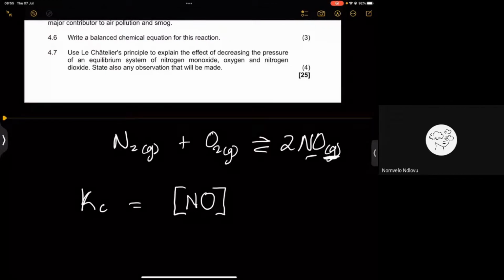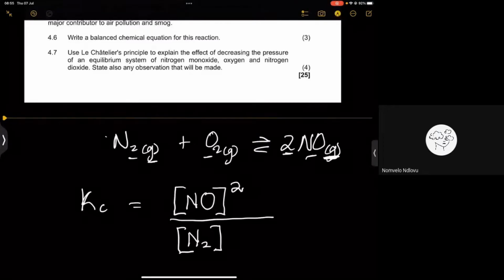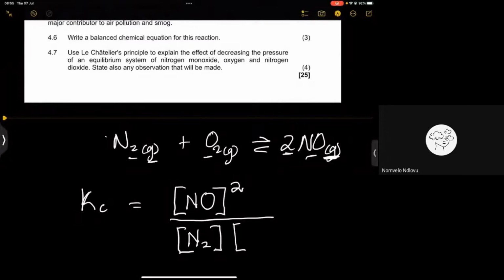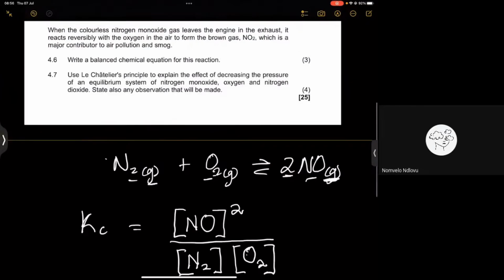So in this case, to say NO, now the coefficient here becomes the power. So this is going to be NO squared divided by N2, the reactants. Now, notice it's gas, so I'm including it. The coefficient is 1, so I'm going to leave that as power 1. And in this case, multiplied by O2, I'm including it because it's a gas. The coefficient is 1, so this would be to the power 1. So this is what our Kc expression looks like. Okay, right. Happy days?